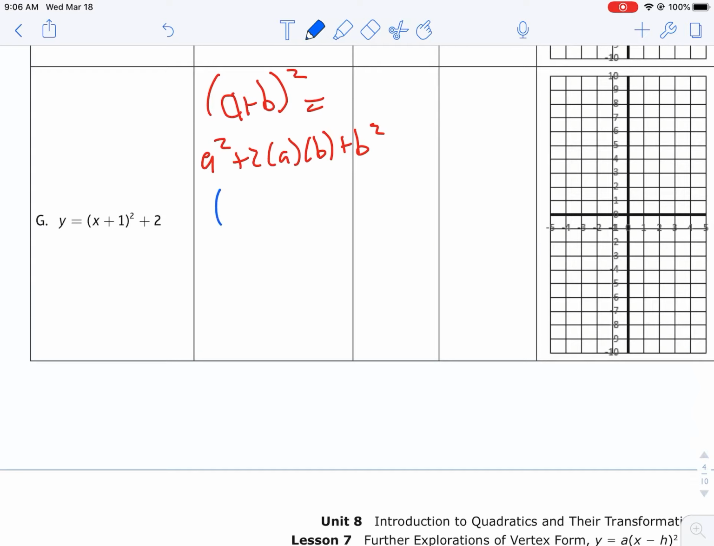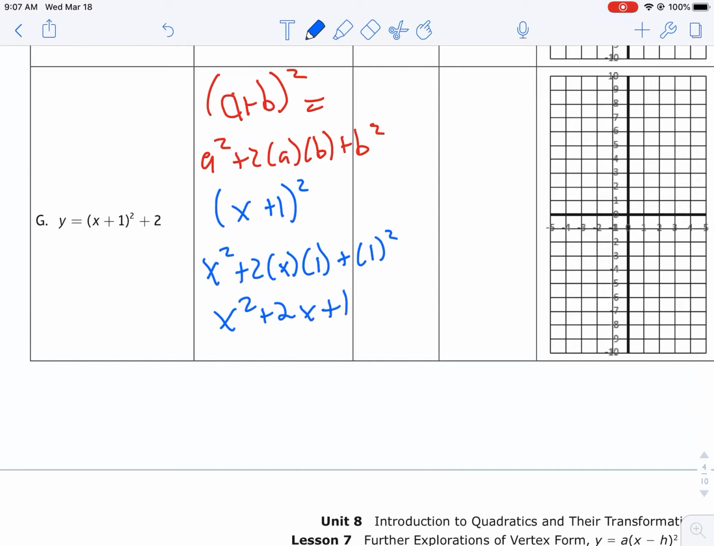So in this situation, a is x and b is 1. And so the shortcut tells me that I will have x squared plus 2 times x times 1 plus 1 squared. And this simplifies to x squared plus 2x plus 1.